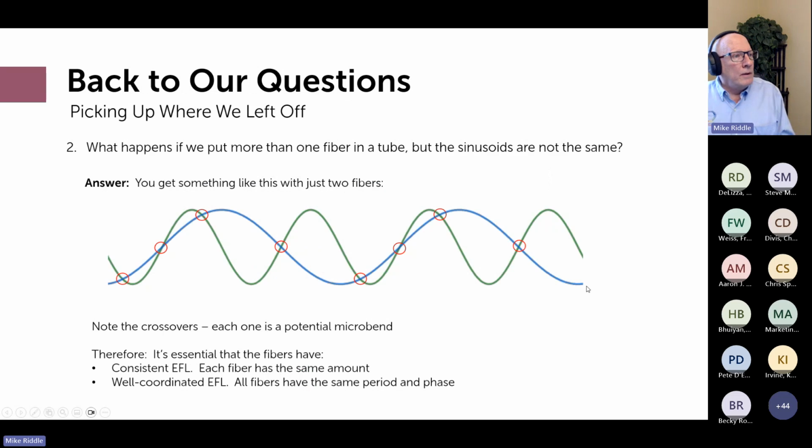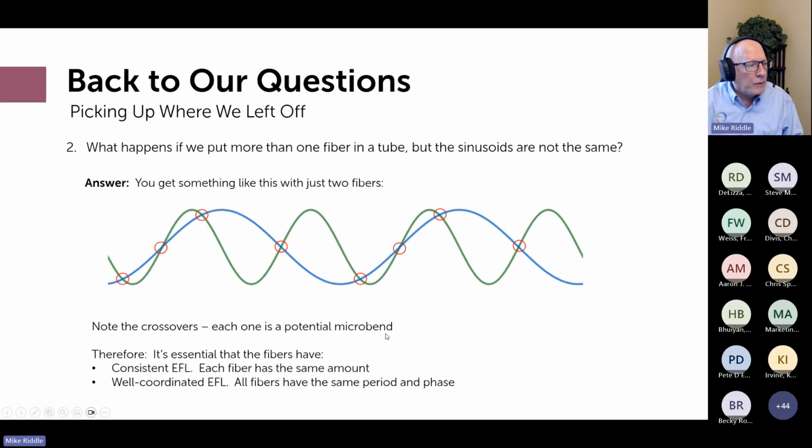So back to our questions. Question number 2 was, what happens if we put more than one fiber in a tube and the sinusoids are not the same? Well, you get something like what you see in this picture. So we have a green fiber with a certain period, and we've added a blue fiber that has a longer period. Well, note all of these crossover points. And remember what we said can happen at crossovers of fiber.